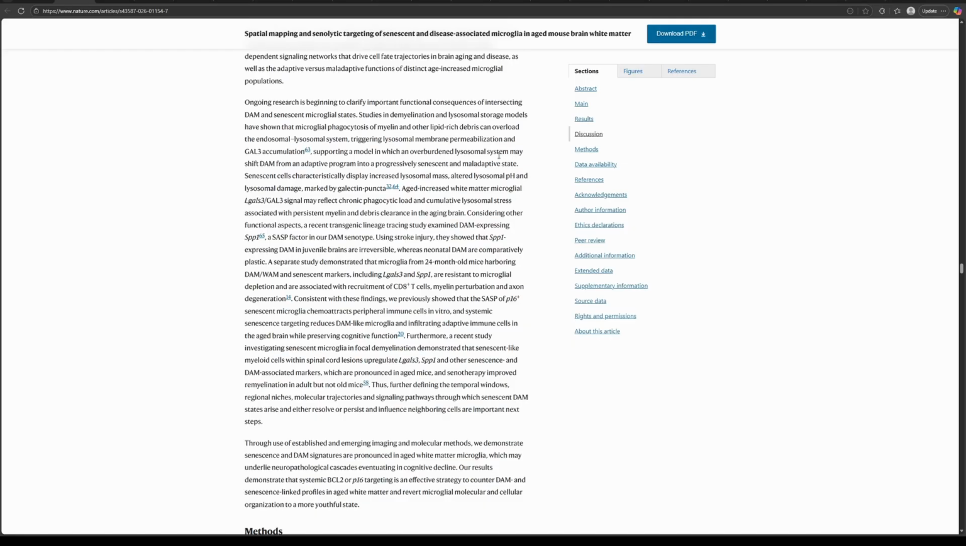So I'm going to write that down. Lysosomal stress may cause shift from normal to DAM/senescent state in microglia. Okay.